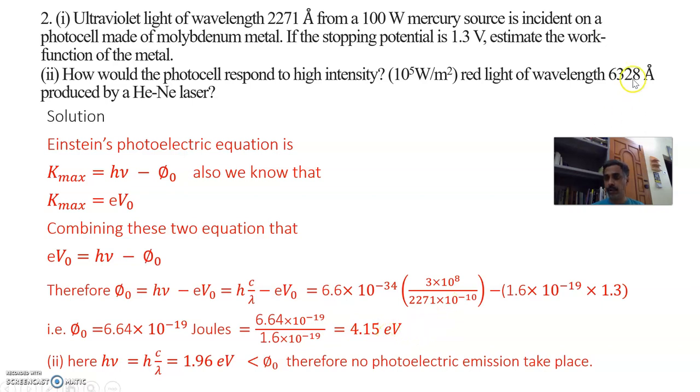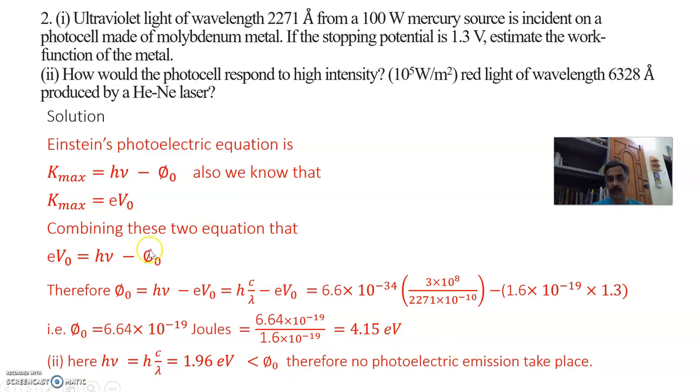Now if you substitute this, you have to do the calculation, right? You substitute 6328 and find out this. This is going to be more than this value, and therefore 1.96 is our h nu. Therefore h nu is less than this phi naught, the work function. Therefore photoelectric emission will not take place. Merely you substitute 6328 instead of 2271 and calculate this. I have calculated and given h nu, hc by lambda, that is 1.96 electron volt. Therefore it is going to be less than this. As a result, no photoelectric emission is going to take place.